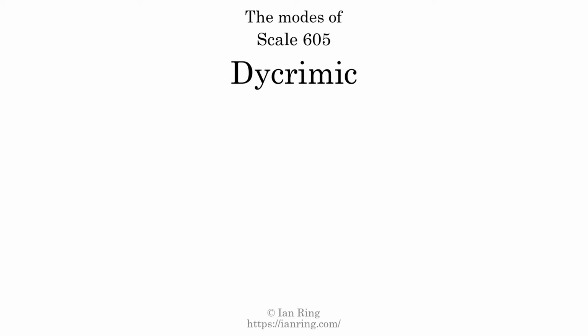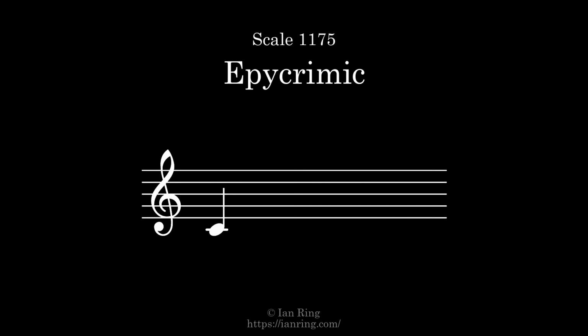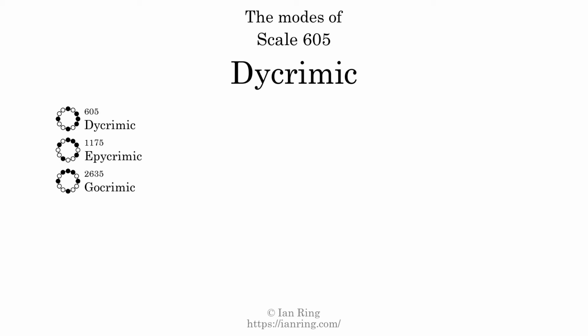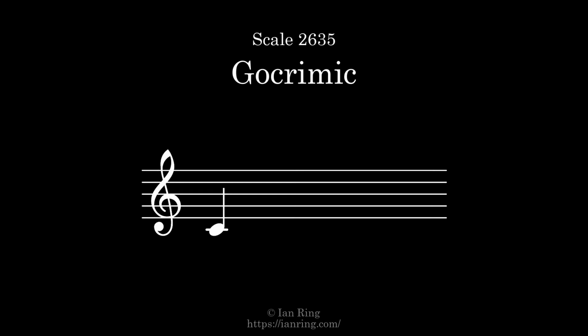This scale has 6 modes. The first mode is itself. The second mode is scale 1175, also known as Dycrimic. It sounds like this. The third mode is scale 2635, also known as Dycrimic. It sounds like this.